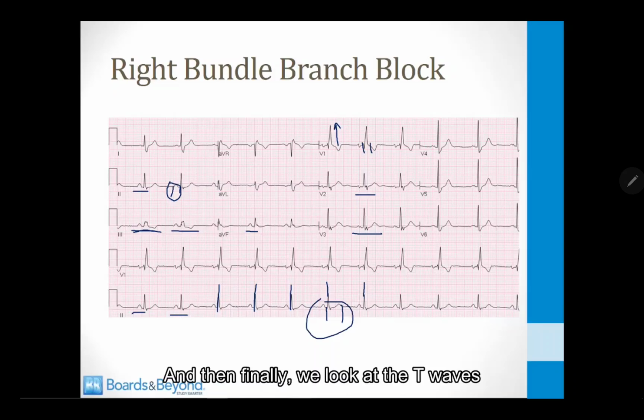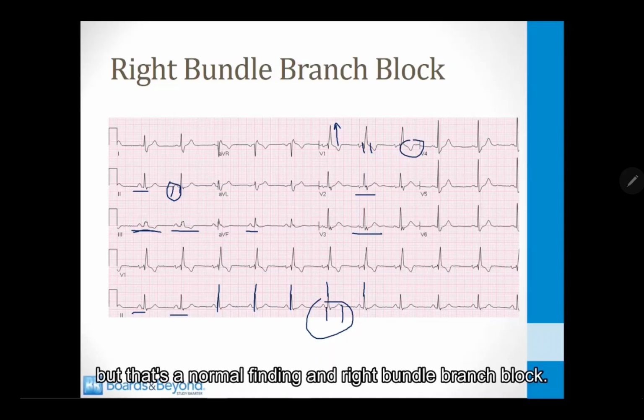So we do not have prolongation of the PR interval or the QT interval. And then finally, we look at the T waves and the ST segments. Now, you can see that T waves are inverted here in lead V1. And you may not know this, but that's a normal finding in right bundle branch block.